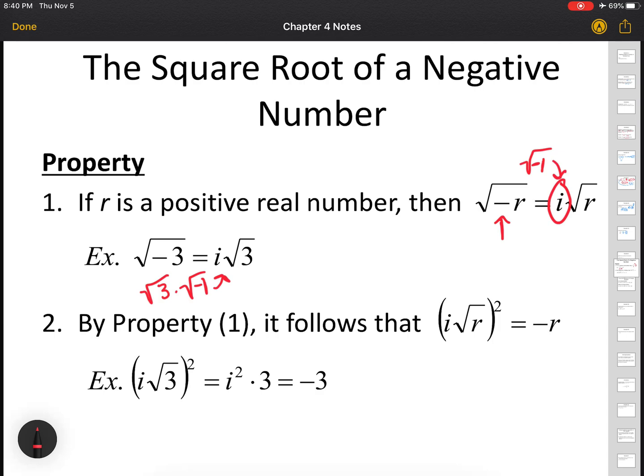Also, by that first property, if I have i times the square root of r, squared, it's going to equal the negative of that r value underneath the radicand. So for example, here I have i square root of 3, squared. I'm going to take that square and distribute it to both of those inside my parentheses. So that becomes i squared. And again, when we take the square root of 3 squared, they cancel each other out and we're left with 3. That's what's going on here. But we know i squared is really just -1. So -1 times 3 is -3.